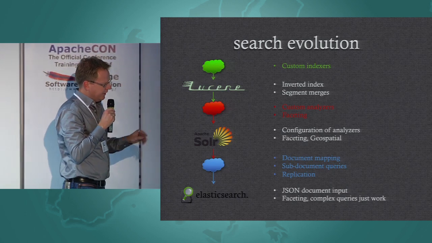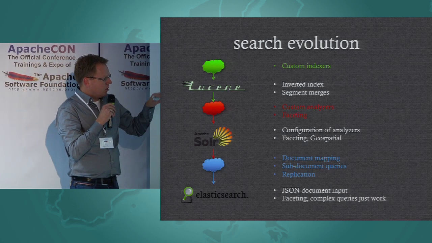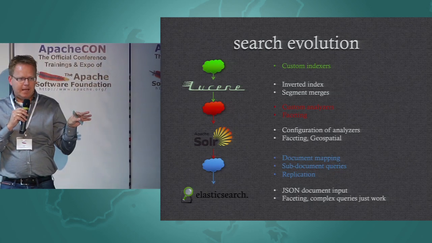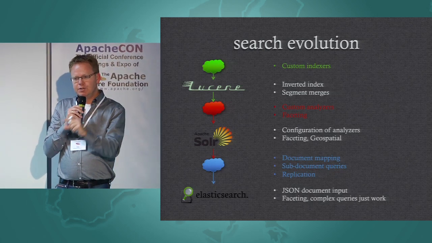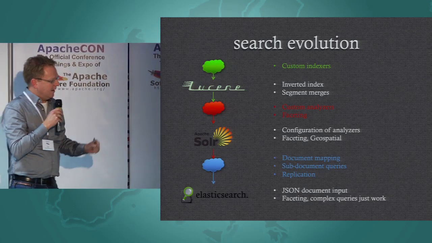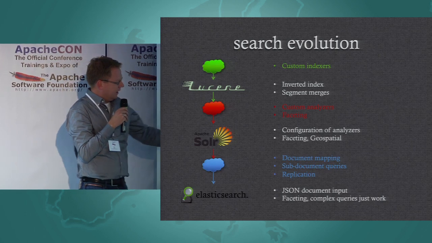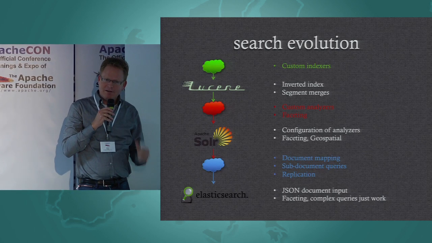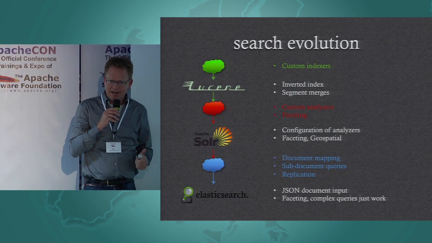What are people always doing now? Document mapping, sub-document queries like joins, making sure the replication works correctly. And there's a lot of different add-ons and tools and new versions of Solr to make that work. In this schema, it looks to me like Elasticsearch is the next evolution of search to say, Solr, nice, thank you for a couple of years of great service.